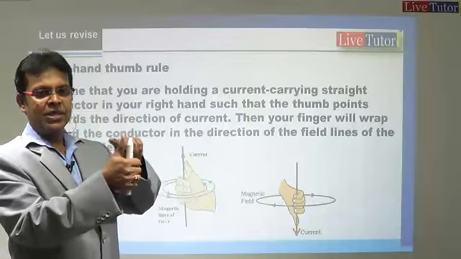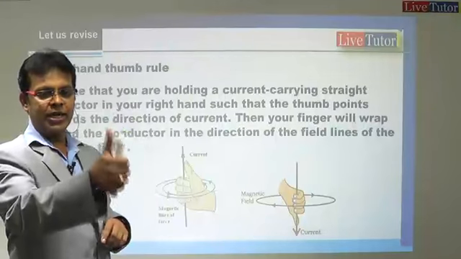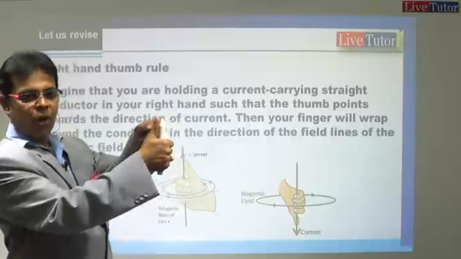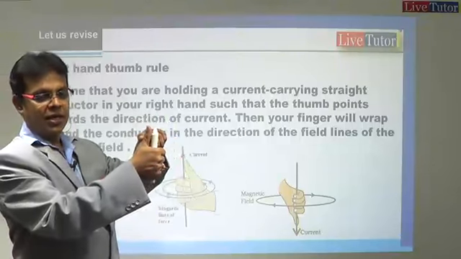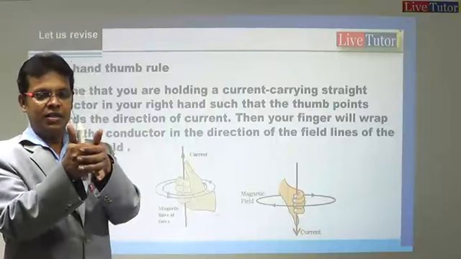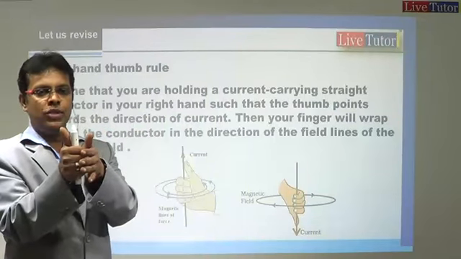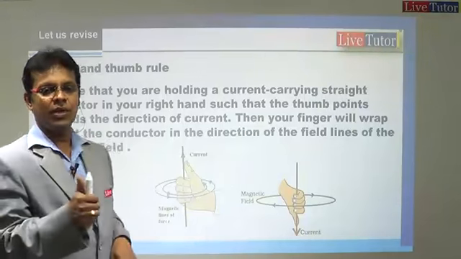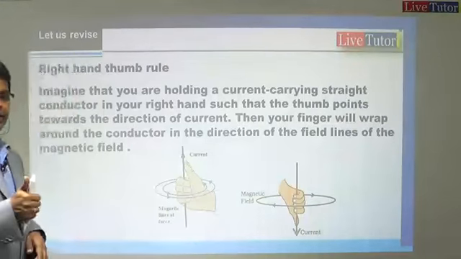Imagine that you are holding a current carrying straight conductor in your right hand such that the thumb is pointing in the direction of the current. Then the curling fingers, the folded fingers which are wrapping the conductor, are in the direction of the field lines of the magnetic field.